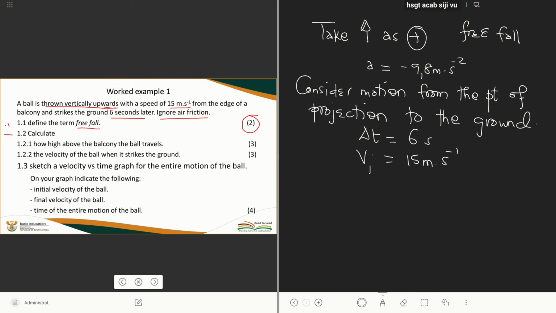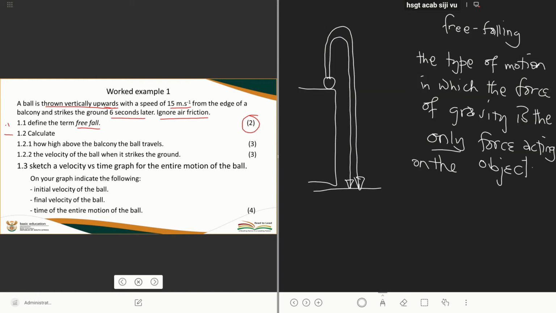I also want you to note that the direction of acceleration and that of the initial velocity are opposite, meaning that the object is accelerating downwards while moving upwards. Right, now we want to calculate how high. If I can quickly go back to that balcony, they want us to know how high above the balcony the ball travels. How high above the balcony? Wait a minute. Above the balcony, that's what we're talking about.